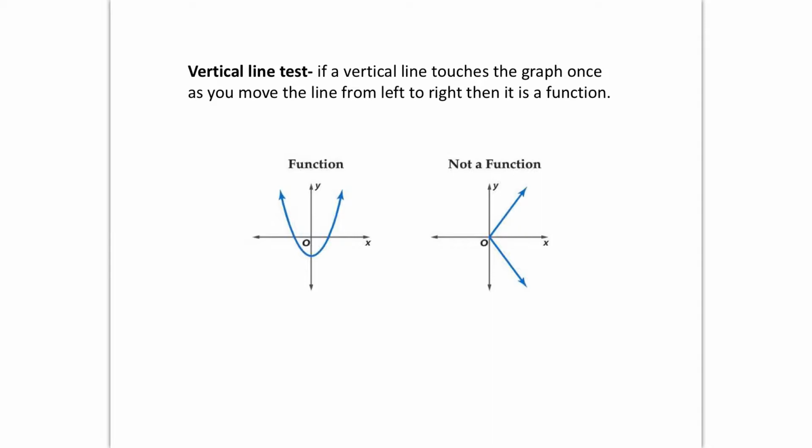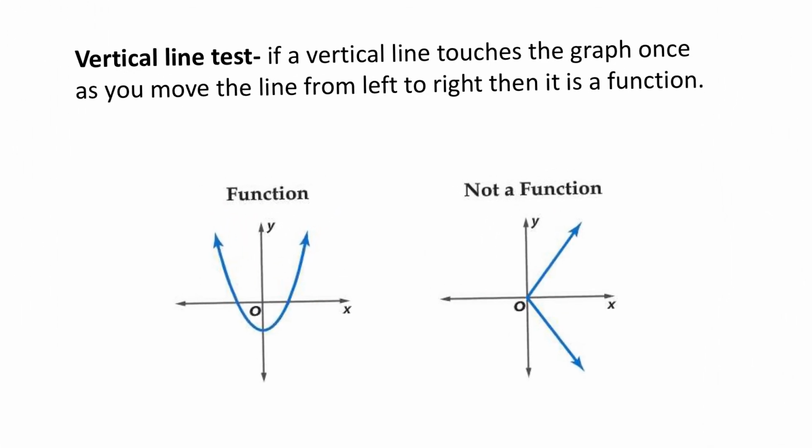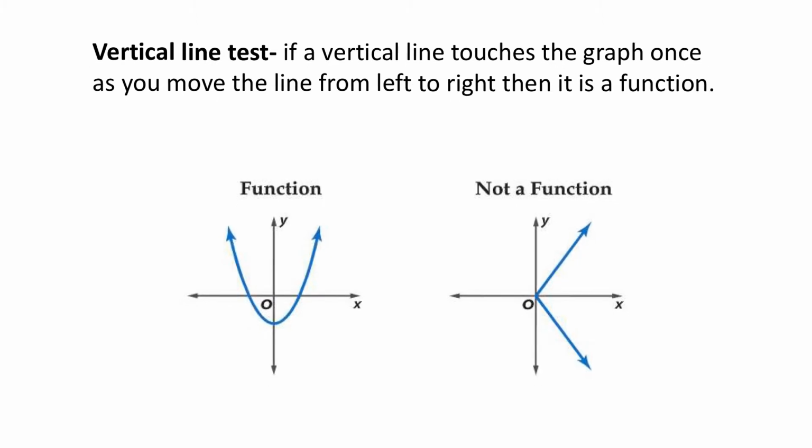Another method you can use to check if you have a function from a graph is the vertical line test. In the previous example, we didn't have a graph; we had a set of ordered pairs. But now we have 2 graphs. Notice the first one is a U shape, the second one kind of like a V sideways. You can see the U shape is a function, and the V shape going to the right is not a function. But why? Using the vertical line test, you use a vertical line, and if that vertical line touches the graph only once as you move it from left to right, then it is a function.